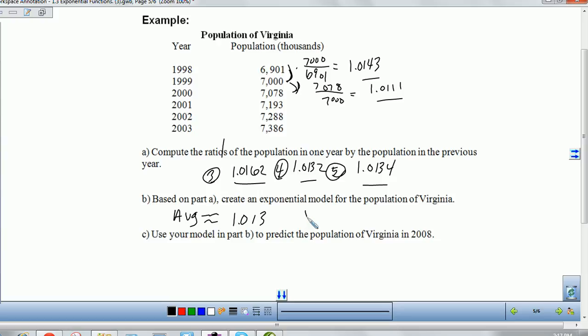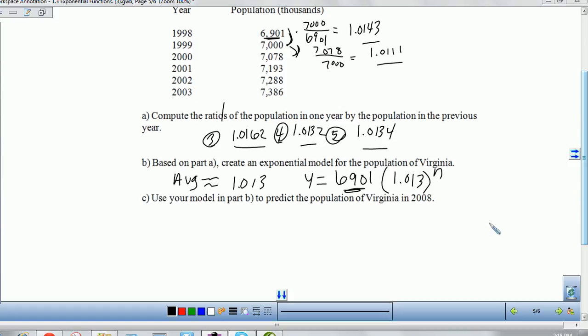And so your exponential model is going to be y is equal to, we have to start here. So that'd be 6,901. Okay, so that's 6,901,000. So you would throw a couple zeros on there. And then times, it's increasing, so it's a population growth of 1.013 to the n. Okay, so this is where we start in this case, since we don't technically start at 0 population or 1 population or whatever.